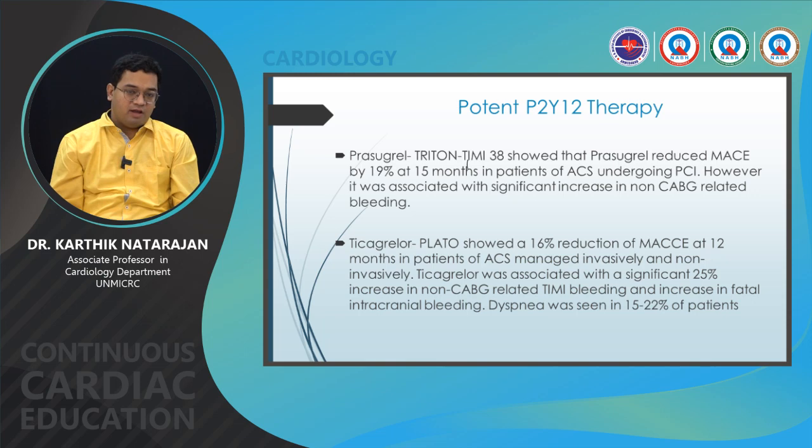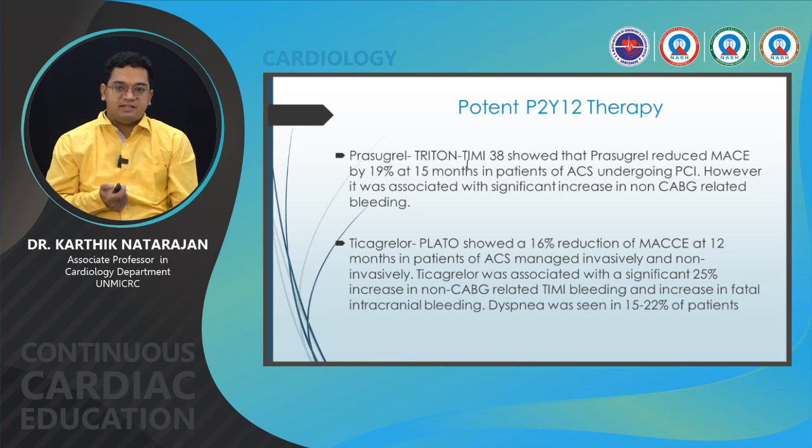Then came ticagrelor. Ticagrelor was tested in the PLATO trial, which showed a 16% reduction of MACE at 12 months in patients with ACS. The advantage of ticagrelor was that patients in the PLATO trial were either managed invasively or non-invasively. So you had patients who were medically managed, and among invasively managed patients, both those managed with PCI as well as CABG. There was a 16% reduction of MACE at 12 months.